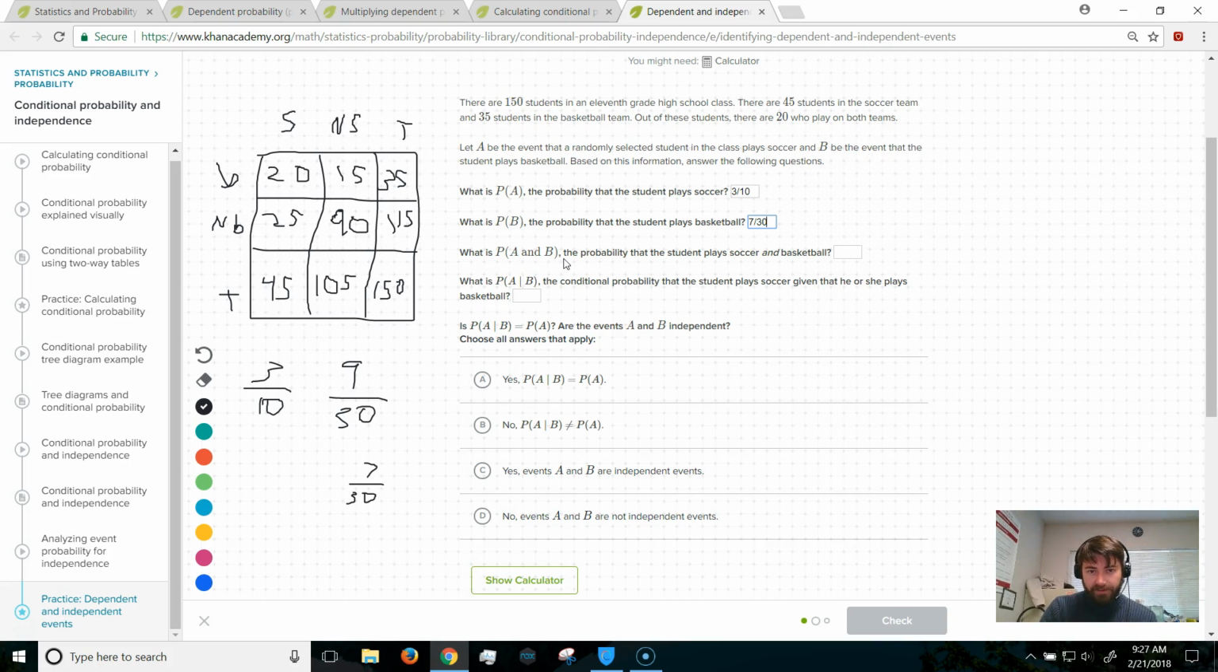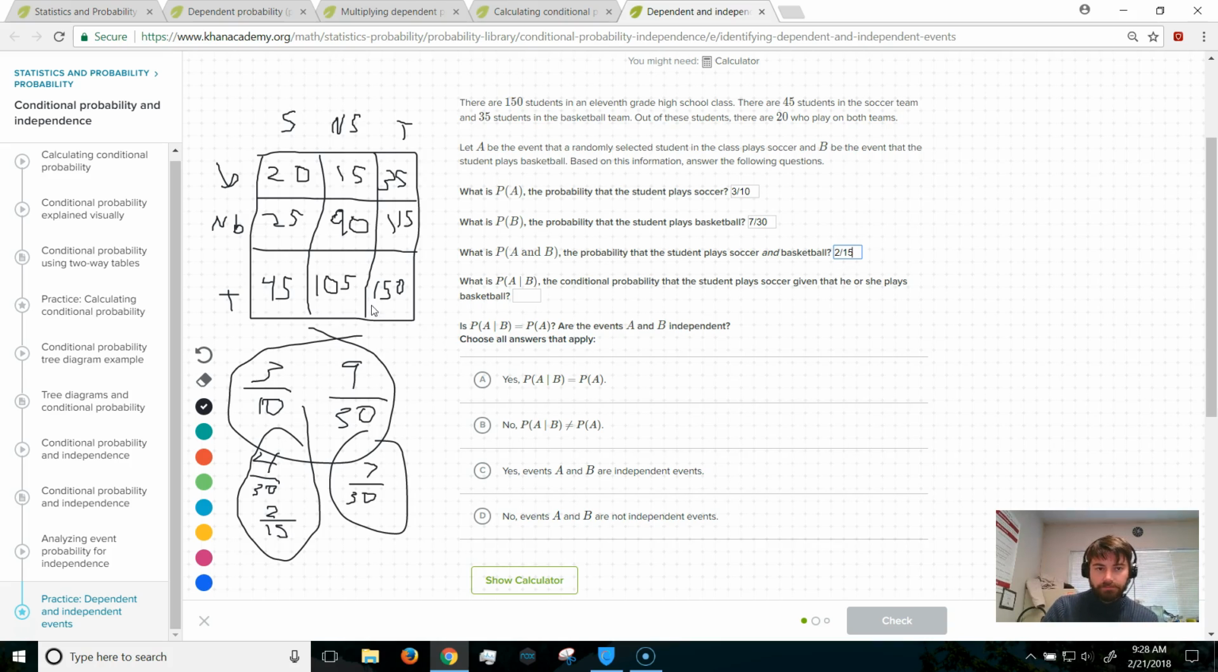And then A and B. What's the probability the student plays soccer and basketball? So that's 20 out of 150. So divide by 5, we get 4 out of 30, but that reduces further to 2 out of 15. So this is one calculation, another, and then my third calculation's here. So that was 20 out of 150. So divide both by 5. Well, I'm dividing both by 10, really. Yeah, that makes sense.